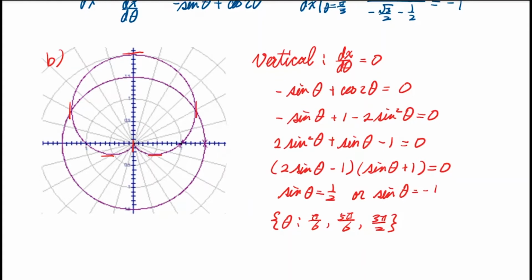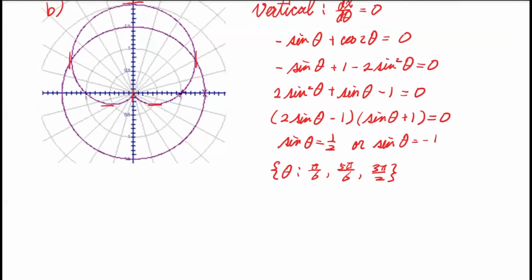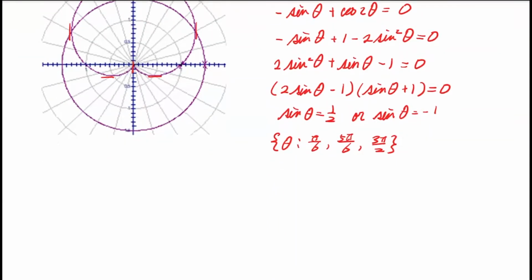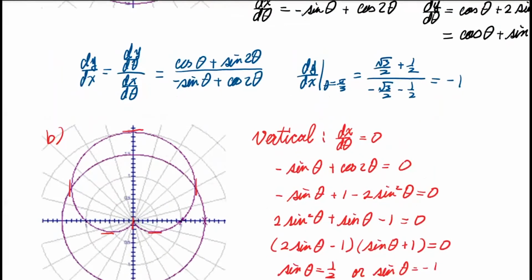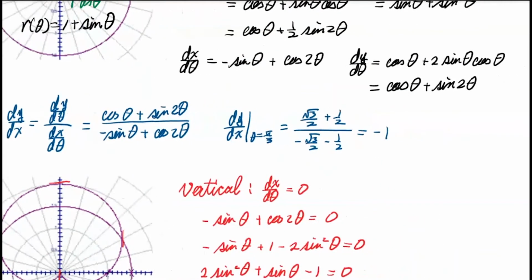Okay, then we should do horizontal, right? Okay, let's do that. I'm going to change the color. Okay, we set this slope to 0, right? This whole thing becomes 0. Zero slope is horizontal, meaning your numerator is equal to 0. Good. So another way of saying that is dy over d theta is equal to 0.